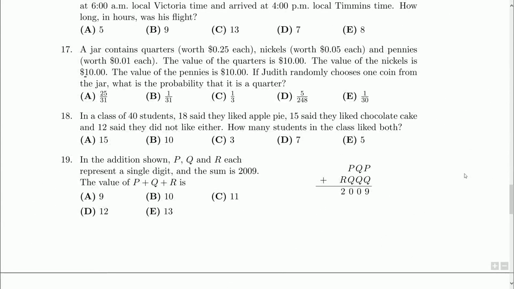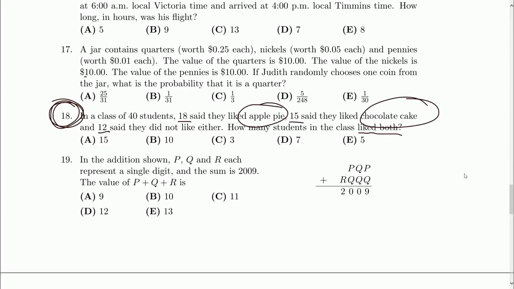Root Beer here with more of our 2009 Gauss paper, and we are looking at question 18. In a class of 40 students, 18 said they liked apple pie, 15 said they liked chocolate cake, and 12 said they did not like either. How many students in the class liked both? I assume they mean both apple pie and chocolate cake.